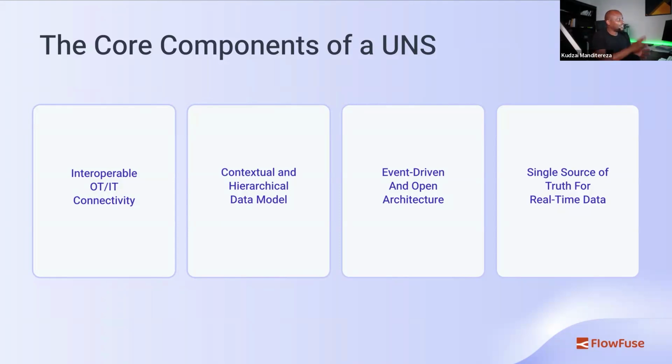And then once you have done that, you want to create that contextual hierarchical model. The unified namespace allows you to create a data structure that represents your organization, which makes it intuitive for you to find the information you're looking for. And then this is all event driven. So instead of having a polling mechanism where applications reach down to the shop floor and send requests about the status of the equipment, the equipment themselves publish information into that data platform as and when there is a change.